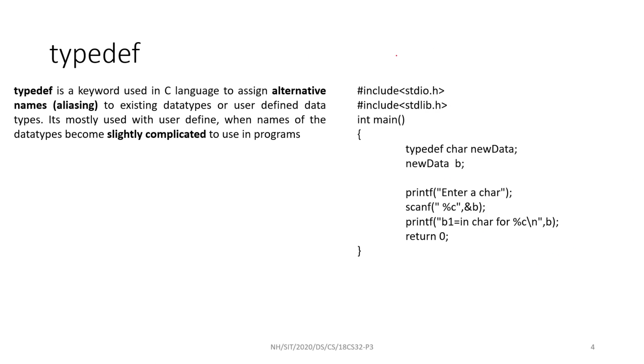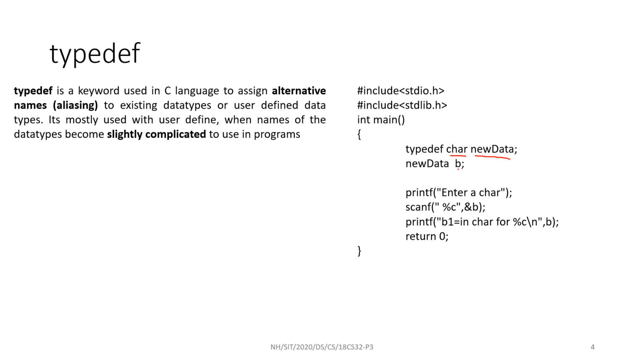In this case, my data type is character, but I want to alias it. I want to have an alternate name for this variable character in my program. Afterwards, instead of character, I'm using new data. This is my new data. New data for what? New data for character. I will not be referring to character anywhere in my program. Instead of character, I will be referring to it as new data.